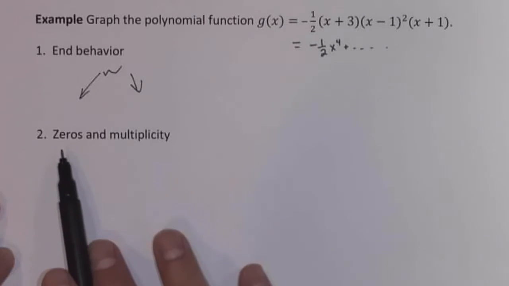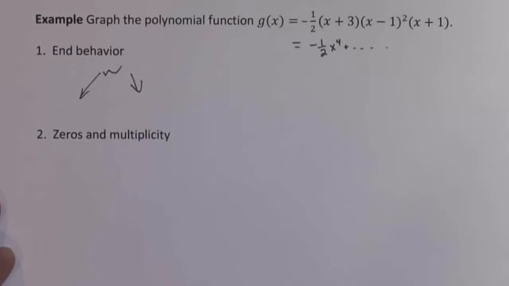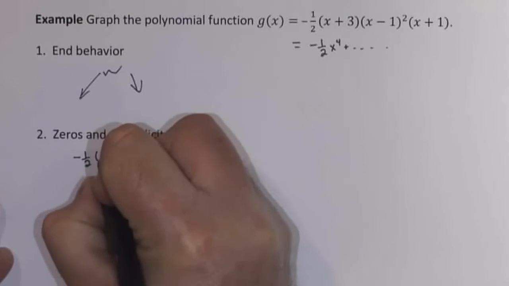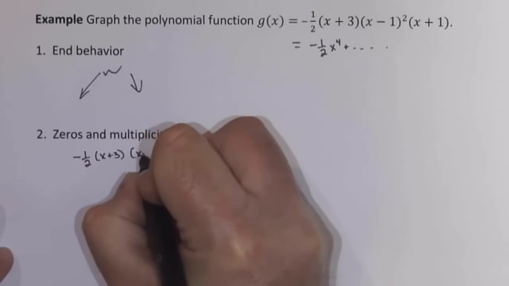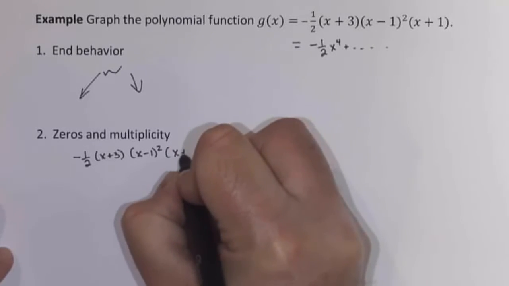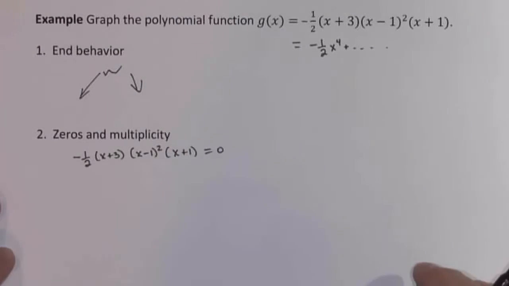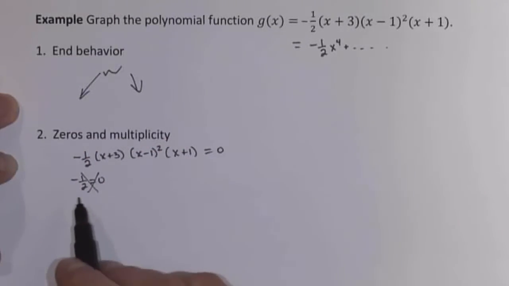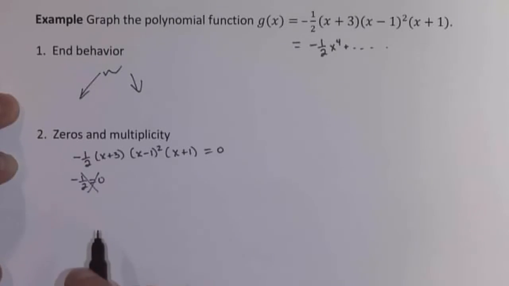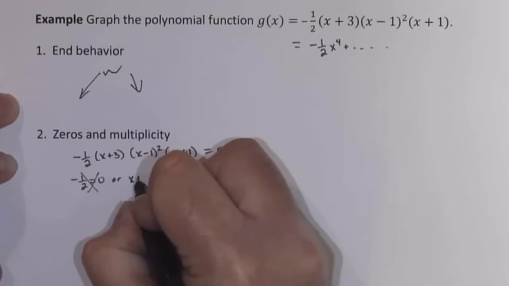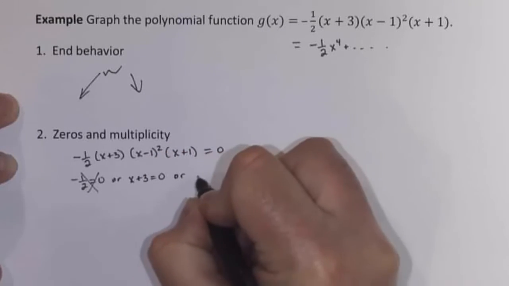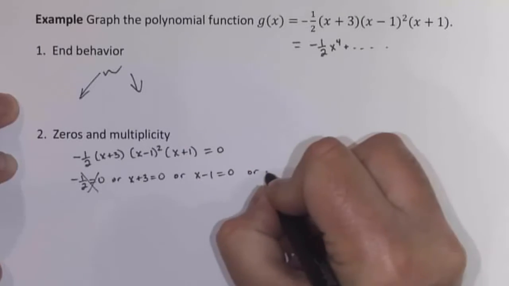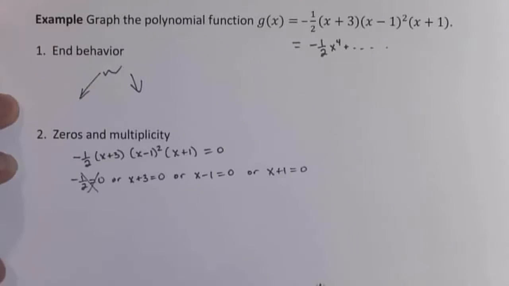So our second step, we want to find the zeros and their multiplicity. To find the zeros of our function, we're going to take -1/2 times x plus 3 times x minus 1 squared times x plus 1 and set it equal to 0. So this means that -1/2 equals 0, which of course is ridiculous. -1/2 does not equal 0, so we can disregard that. Or x plus 3 equals 0, or x minus 1 equals 0, and we would actually get that twice, or x plus 1 equals 0.